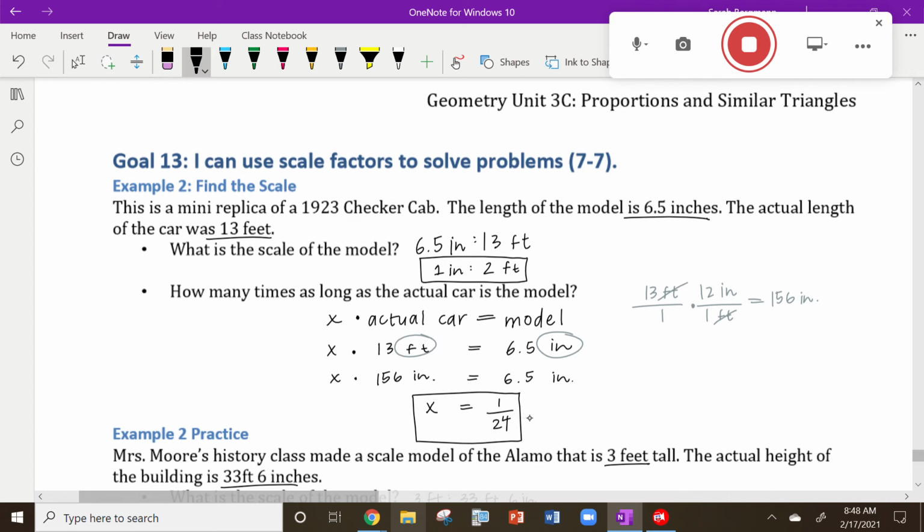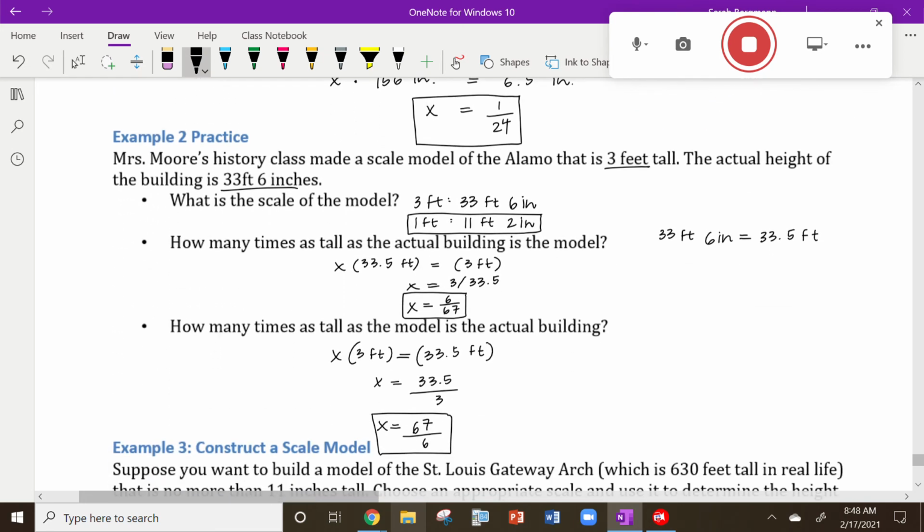Something that's actually really nice is that if this question was asked the other way around, if it said how many times as long as the model is the actual car, the answer is just the reciprocal. The model, if you multiply it by 24 over 1, you will get the length of the actual car. Okay, I want you to pause and try the problem below. Here are the correct answers.